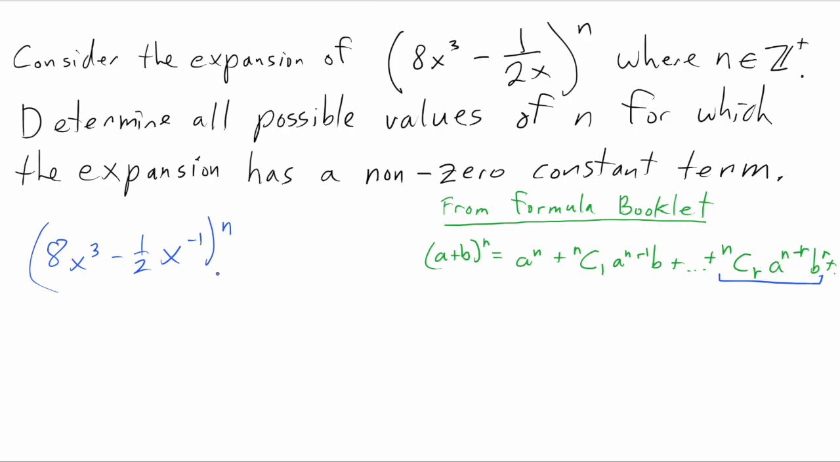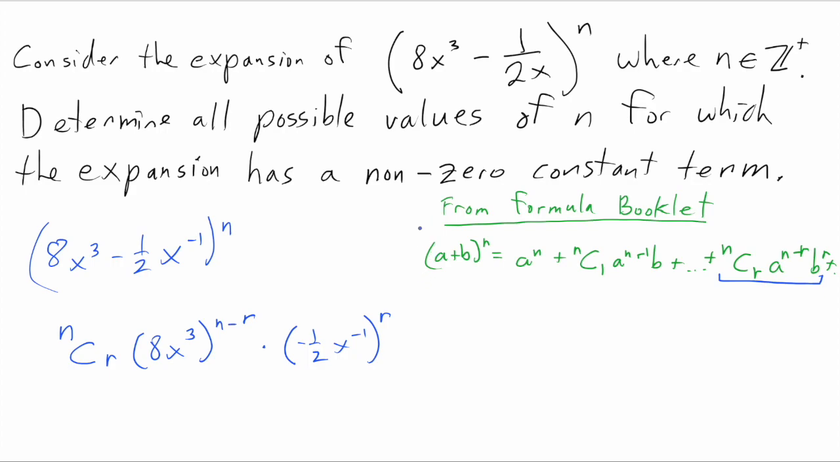So the general term for this expansion is going to be n. We don't know n, so it's going to be nCr. So nCr. In this case, a is this to the power of n minus r times this one, negative half x to the power negative 1 to the power of r.